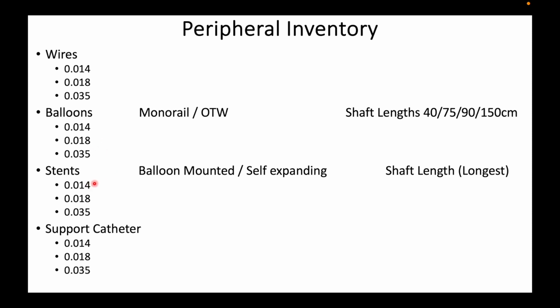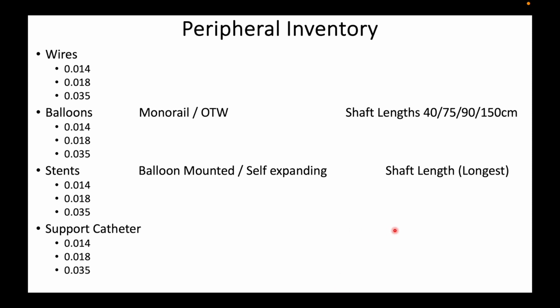And in the stents again, you have stents compatible with 0.014, 0.018, and 0.035 wire platforms, and the stents in all these three platforms can be either balloon mounted or self-expanding, and then they have different shaft lengths available. And according to the wire system, you have support catheters, or you can say micro catheters of the peripheral circulation, which are helpful in exchanging wires, crossing the lesions, giving contrast injections, tip injections. So you have support catheters for all three platforms. Now this makes it a huge inventory to maintain and a colossal expenditure.